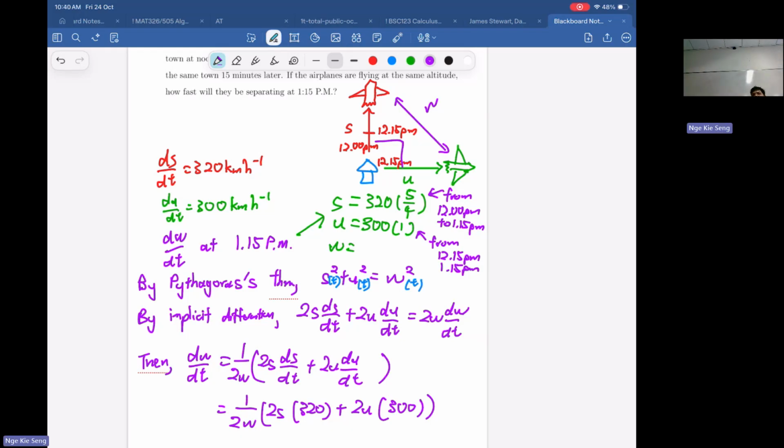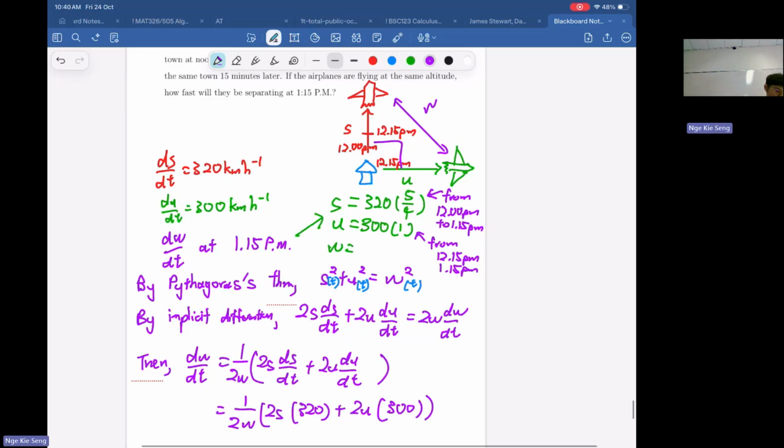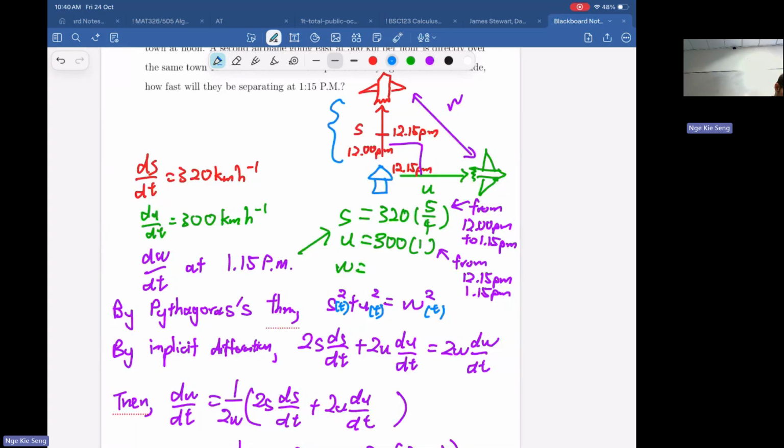Any question so far? So basically, we want to ask at 1:15 p.m. how much you move to the north and how much you move to the east, measured from the town. So the town you should regard as 0, distance 0 here.